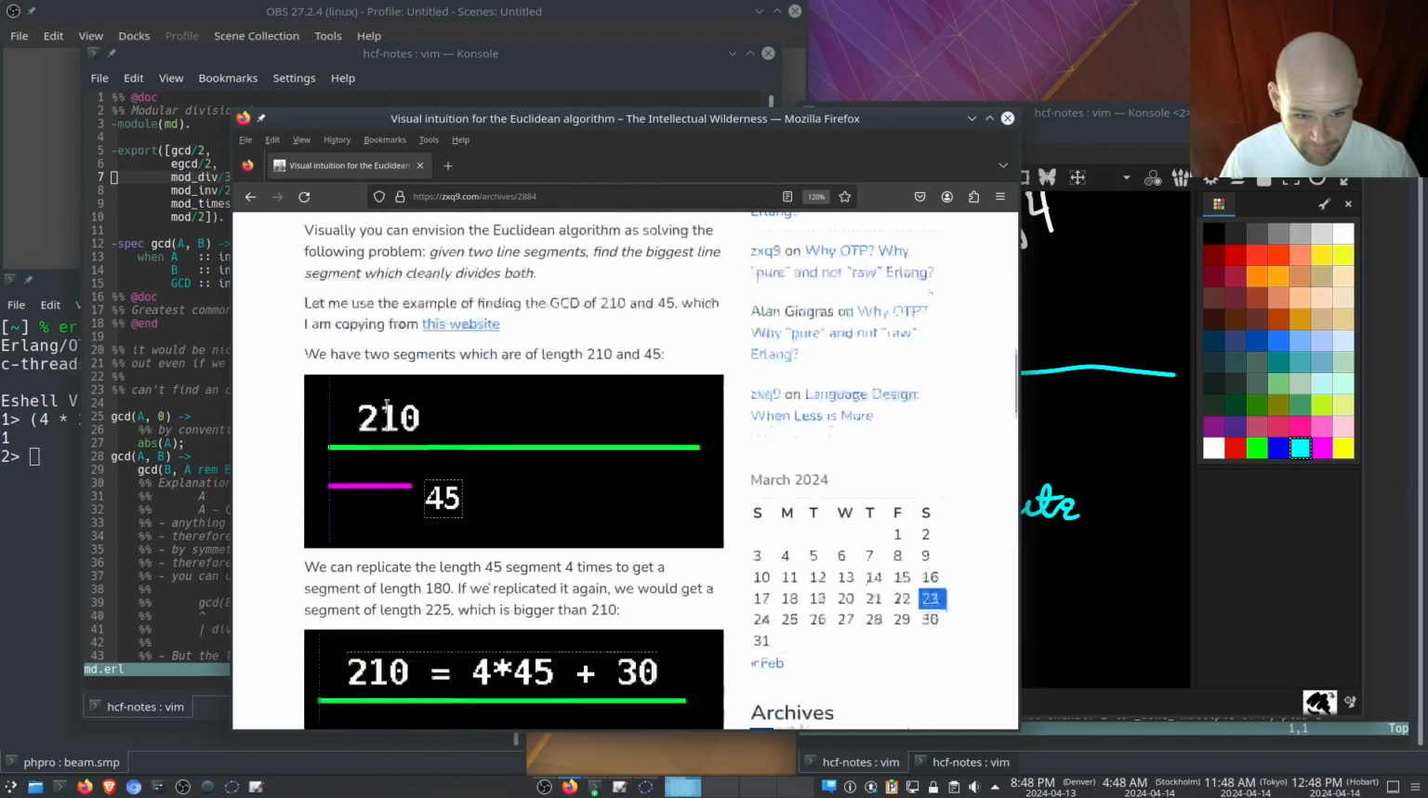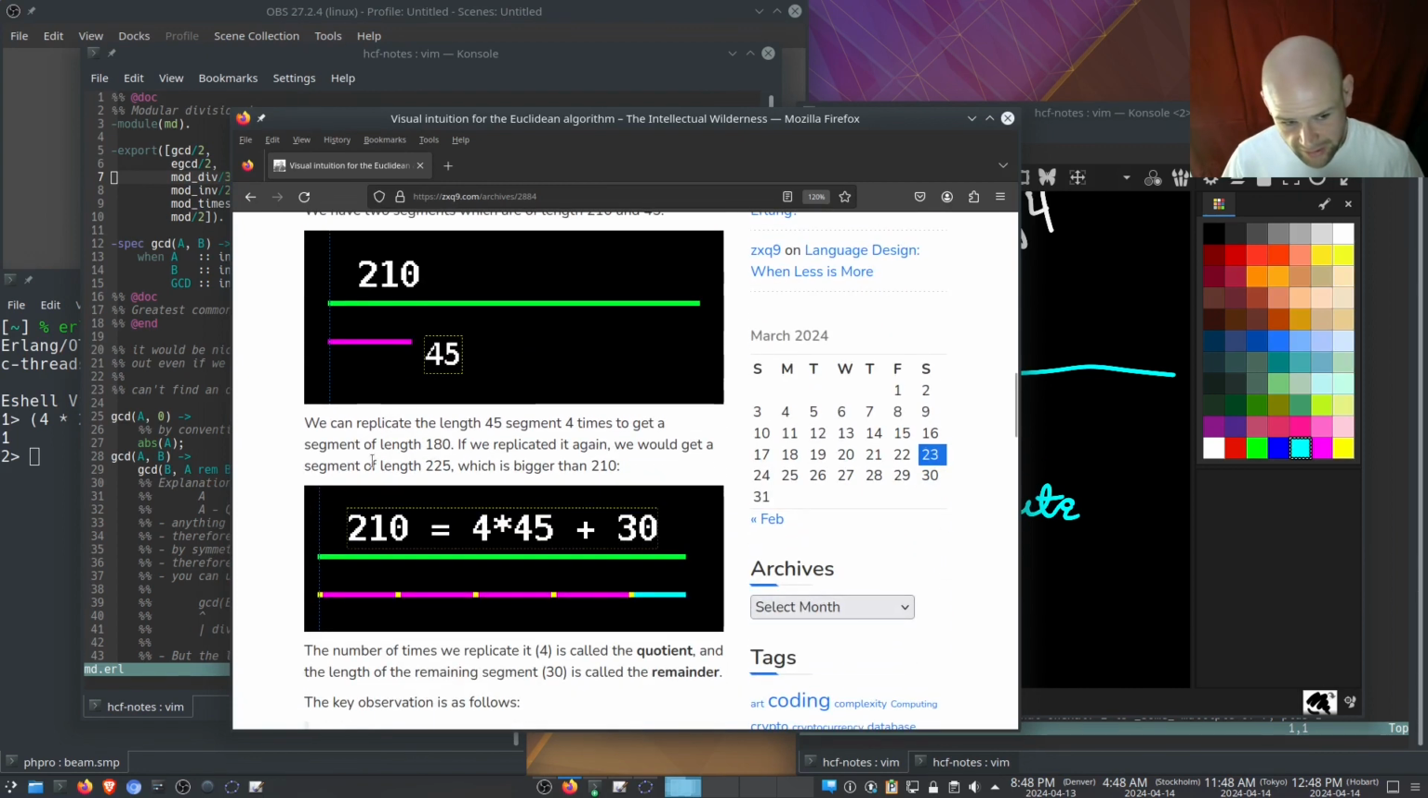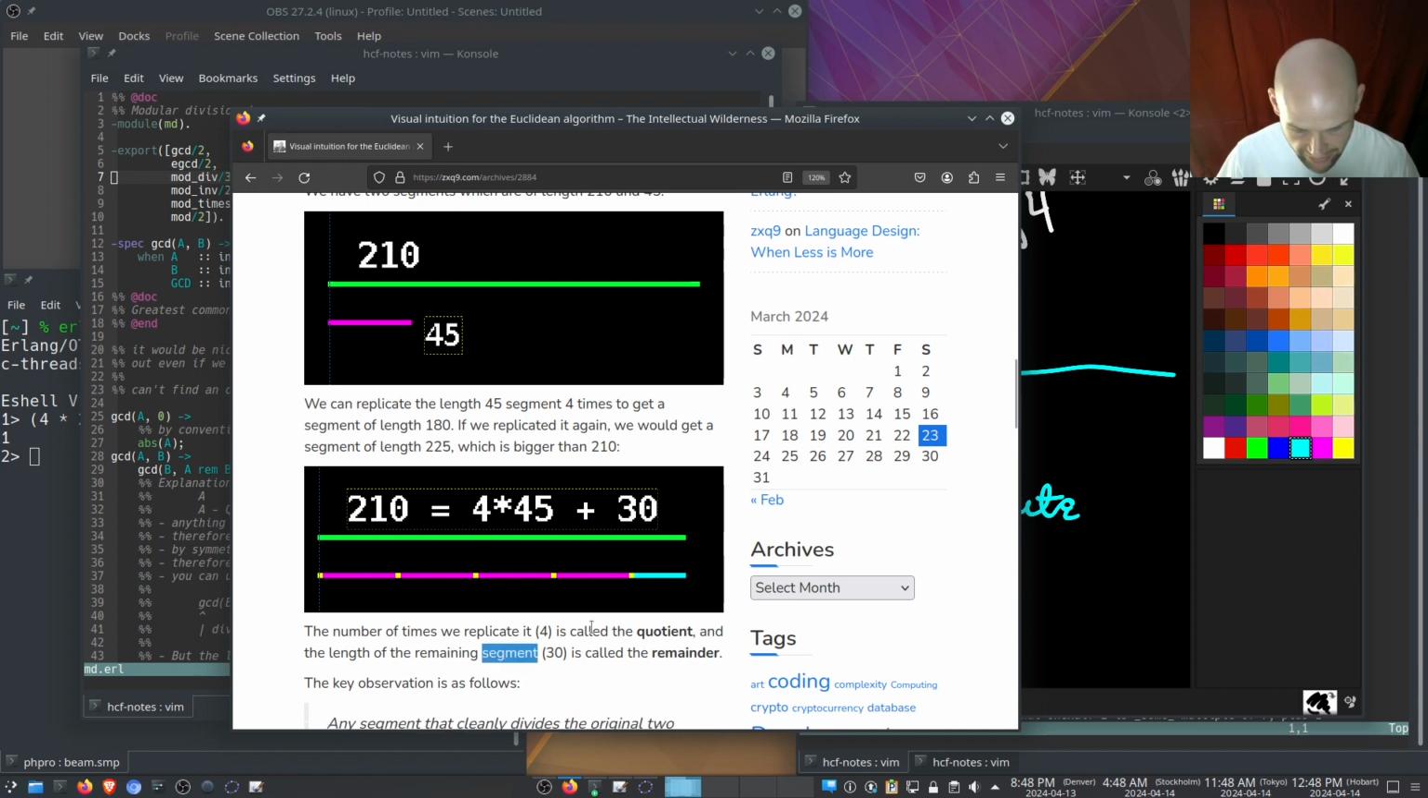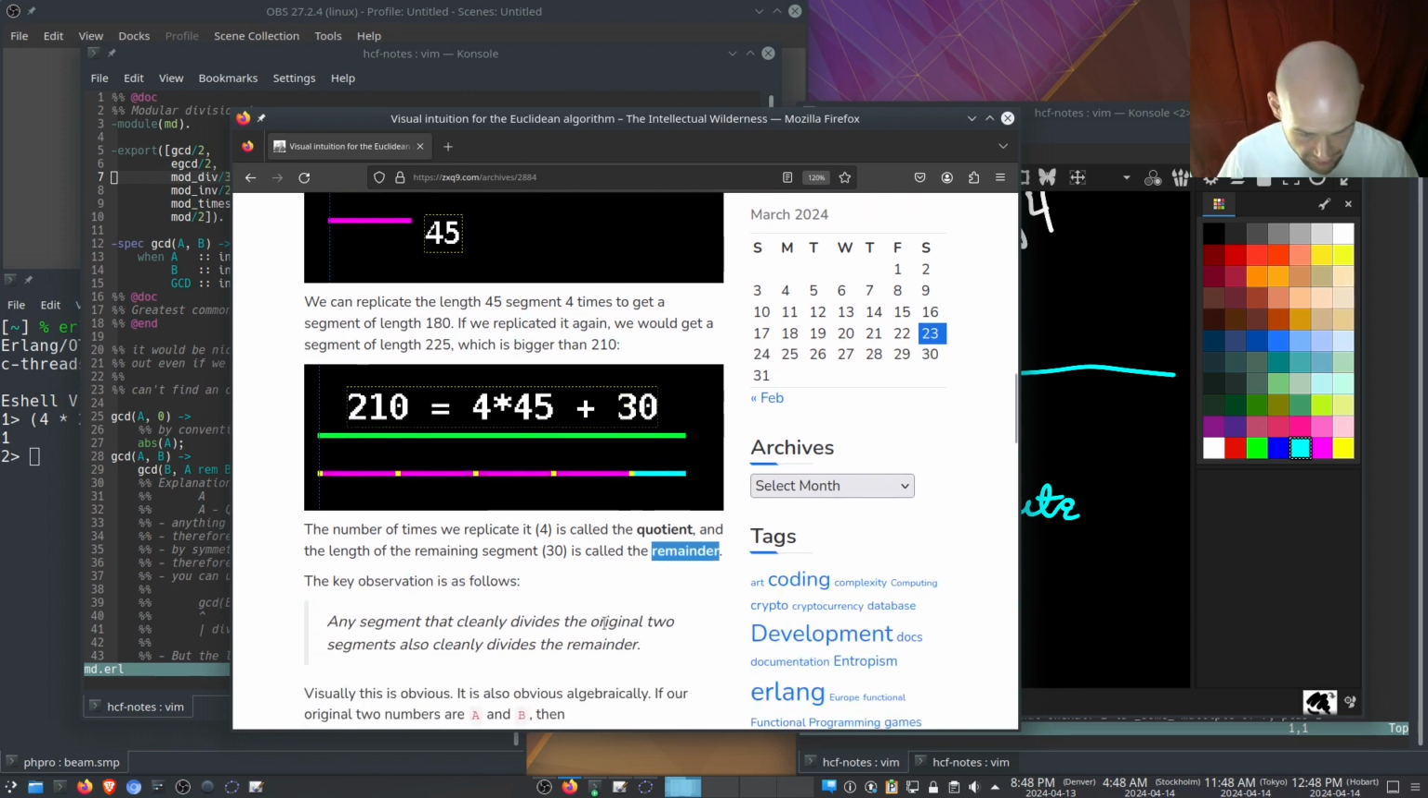So the way that this works is we take the smaller number and we keep duplicating it until the point at which, if we duplicated it again, we would overflow. Okay, and then the remaining length is called the remainder. The number of times we duplicate or replicate it is called the quotient, and the length of the remaining segment is the remainder. I just told you this.